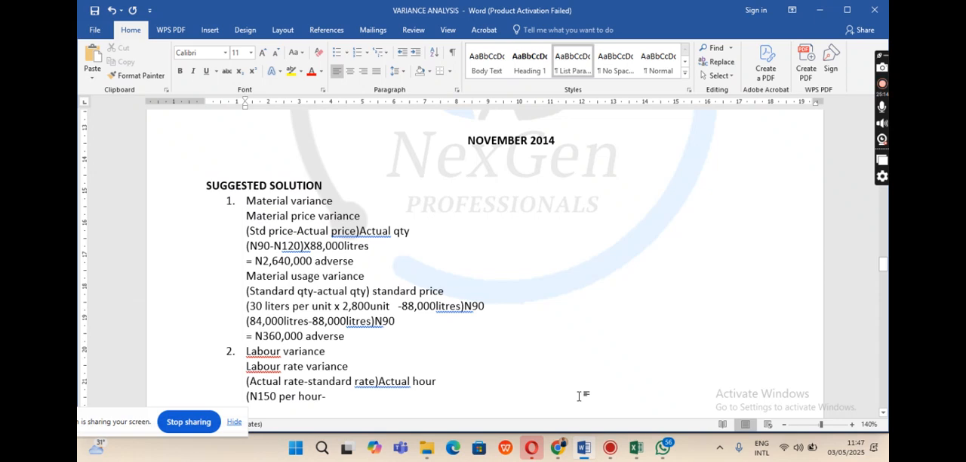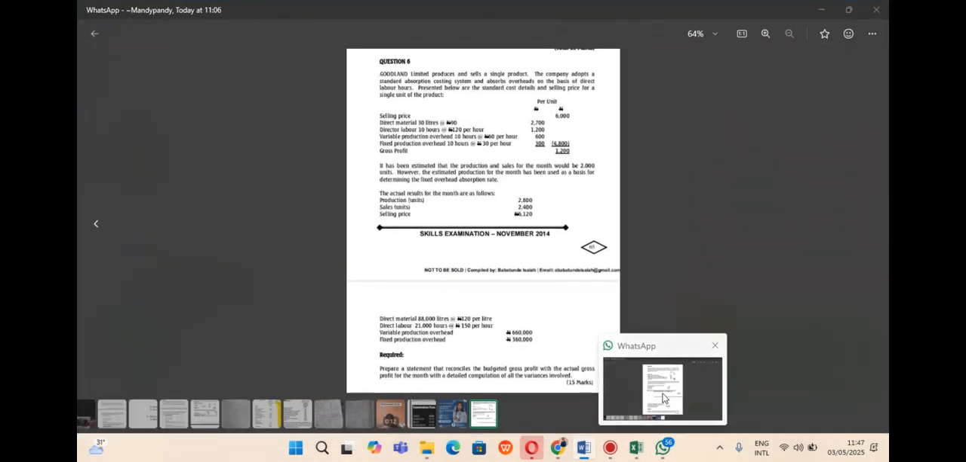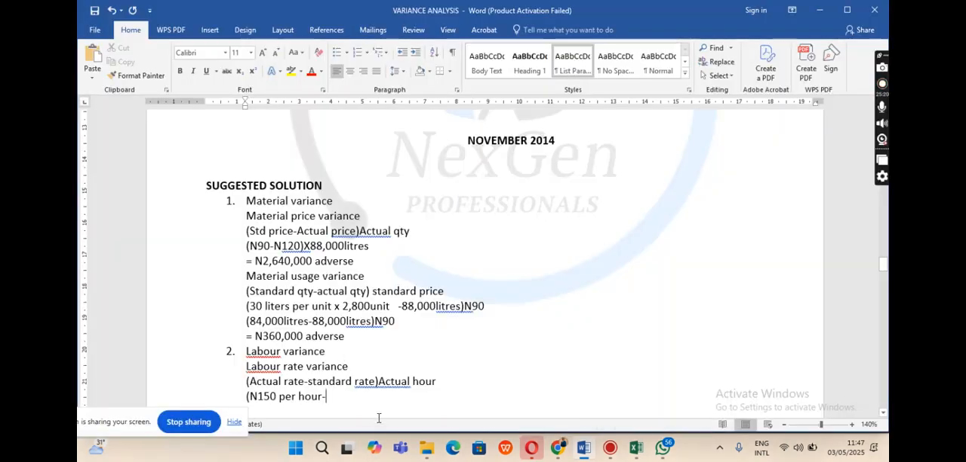What is the standard rate? 120 naira per hour, right? What is the actual hour? 21,000.